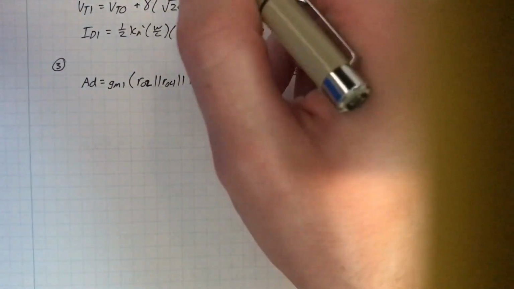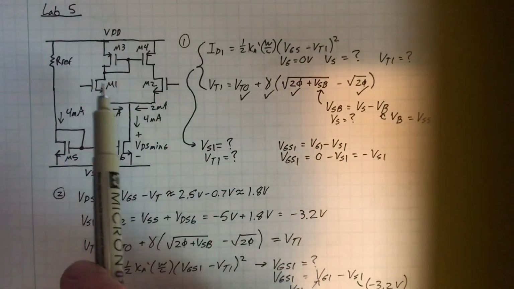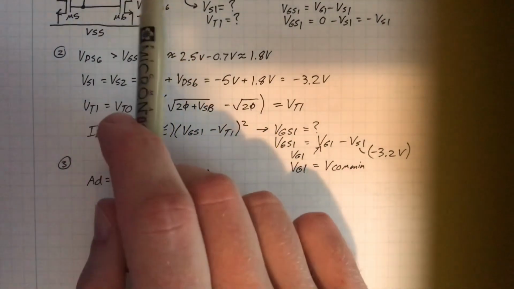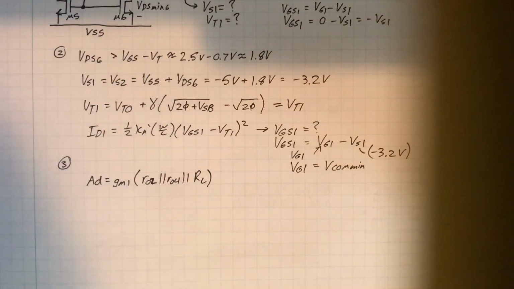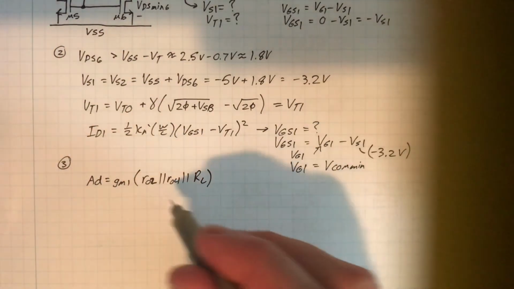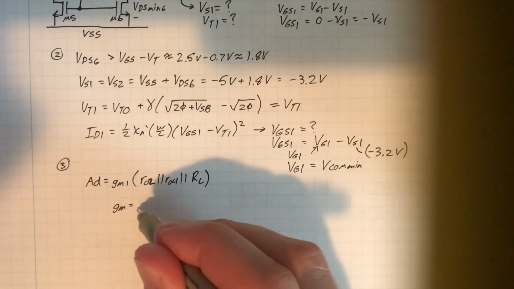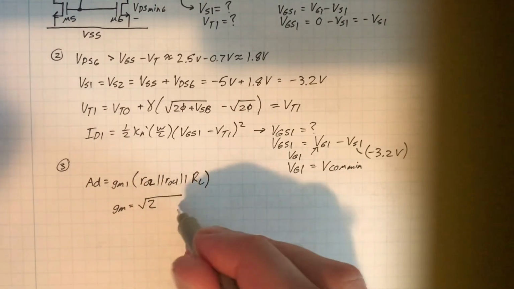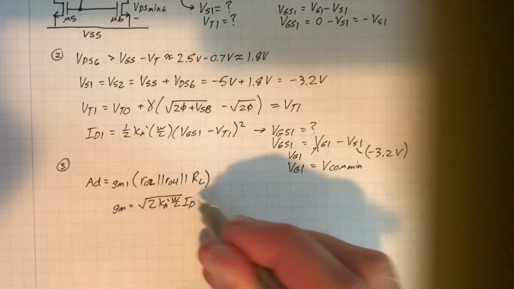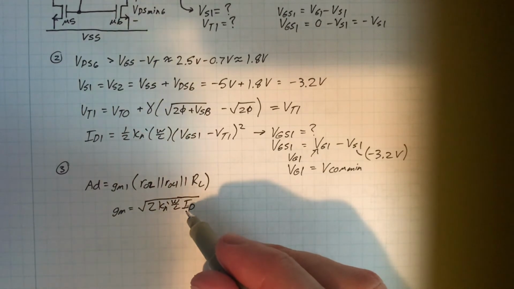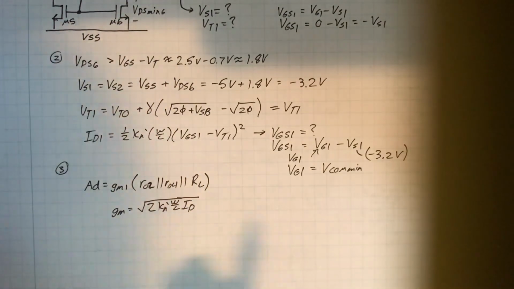RO1 and RO2 are the same, RO3 and RO4 are the same. It's just the NMOS and PMOS of the differential pair, 1 and 2 and 3 and 4. And it's the differential pair transconductance at the inputs that sets the gain of the amplifier. So GM, you can calculate from square root of 2 Kn prime W over L ID. Don't forget ID is 2 milliamps here, since the 4 is divided between the two sides. So you can solve for that.